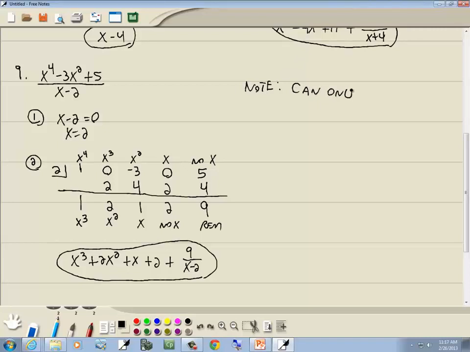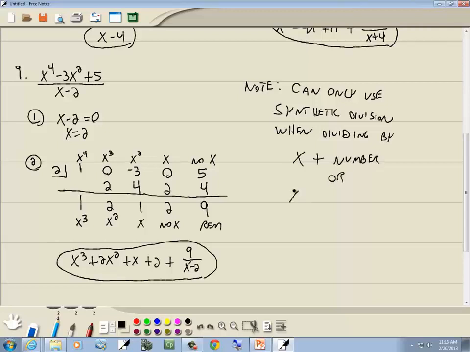You can only use synthetic division when dividing by x plus a number or x minus a number. x minus 2, x plus 2. So only when it's in that form.